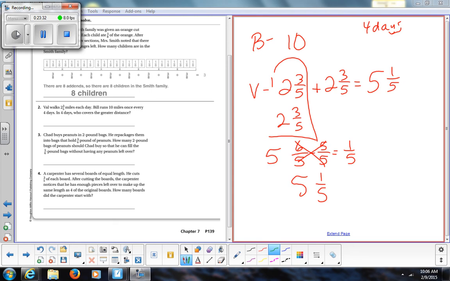2 and 3/5, and 2 and 3/5 was only 2 days. That's only 2 days. And I need how many days? 4. So what can I do then? Add again. Jimmy? I think I got the answer. Multiply them by 2. No, we're not multiplying fractions yet. Bailey? Add. Add what? Do I need to do this all over again?